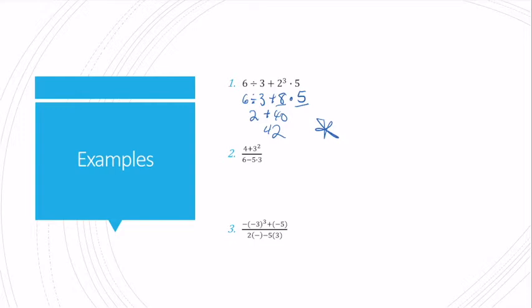For problem 2, I've got an exponent in my numerator. So that gives me 4 plus 9 over 6 minus 5 times 3. When working with fractions, I want to simplify my numerator and simplify my denominator before I do the final division represented by this bar. So that gives me 13 divided by 6 minus 15, that's negative 9. I guess that's simplified, right? Because 13 is prime and 9 breaks into a 3 and a 3.